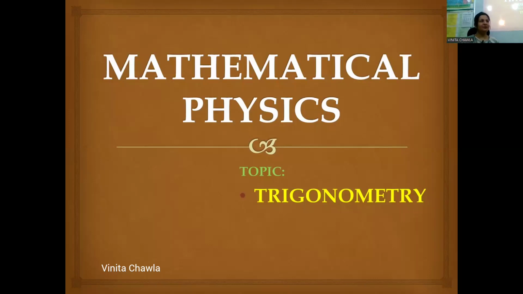Sine, cos, tan, cosec, sec, cot. These are called trigonometric ratios. So we have 6 different trigonometric ratios. So there was one more chapter in class 10, some applications of trigonometry.